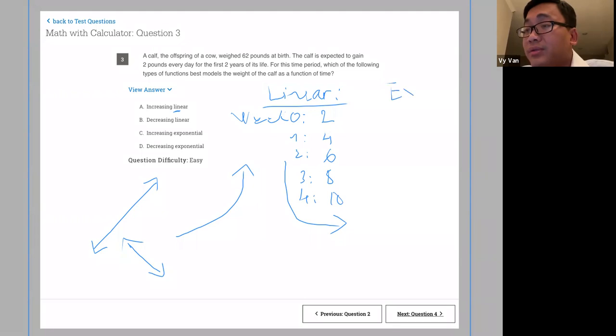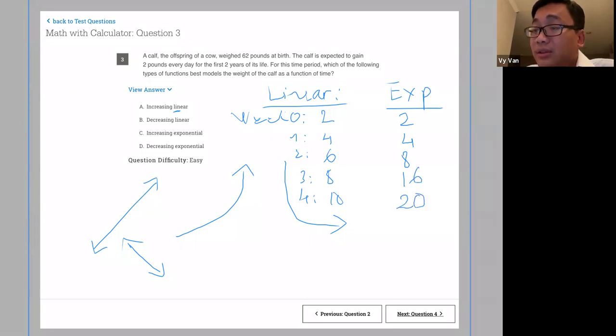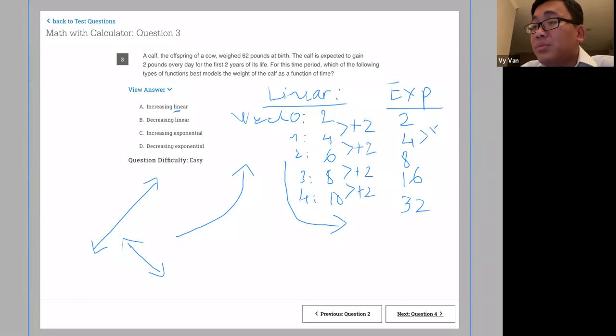Whereas exponential goes by multiples. So let's say at week 0, you start with 2. Week 1, you double that, and then week 2, you double that again. So this one you double again, and this one you double again. This is 32. So here you add fixed amounts, and this is a slope. And here you multiply by fixed amounts, and this is called a common ratio.